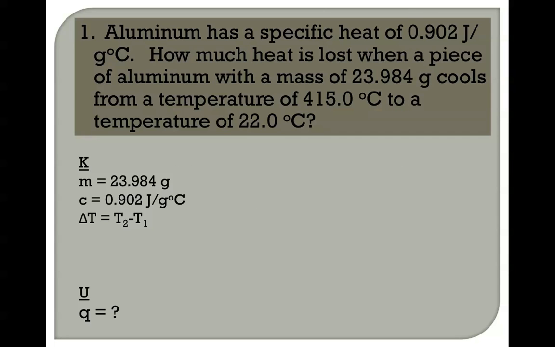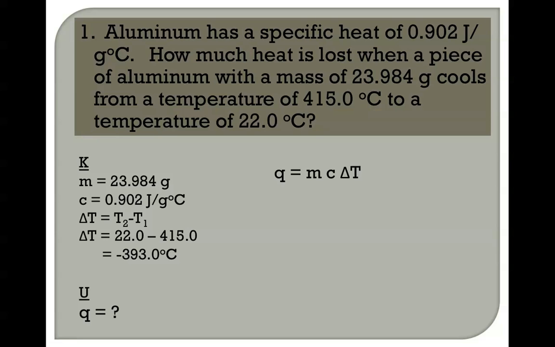So here's an example. We have aluminum. We're given the specific heat, we're given the mass, and we're also given the final and initial temperatures. And we're going to try and figure out the Q value, or heat. So here I have T2, my final temperature, minus T1, my initial temperature. So I have a negative temperature change. This would tell us that there's been a loss of heat, so we should see a negative value for Q, or heat. So I write down my formula.